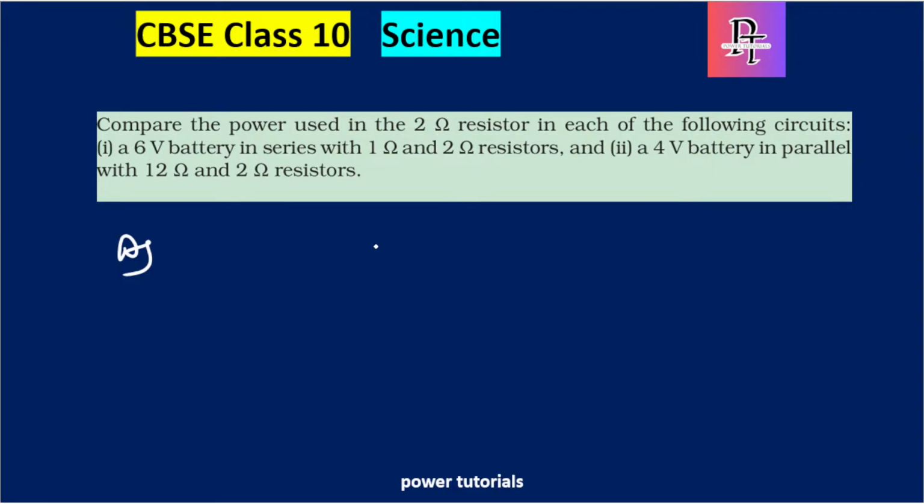Okay, let's solve the last question for today. Compare the power used in the 2 ohm resistors in each of the following circuits.